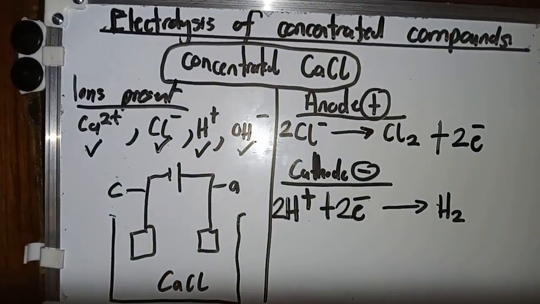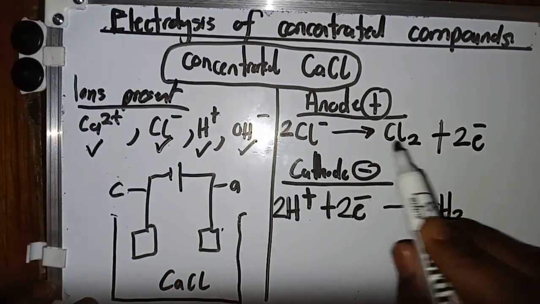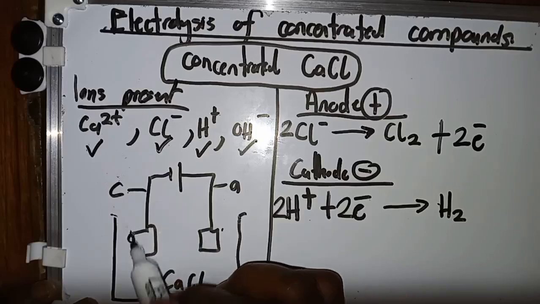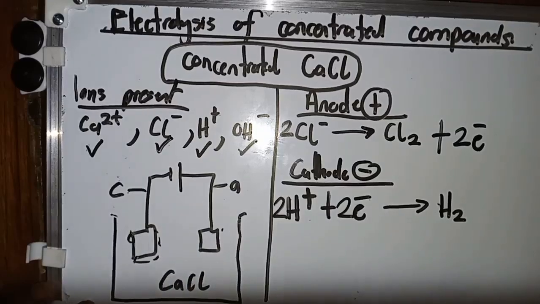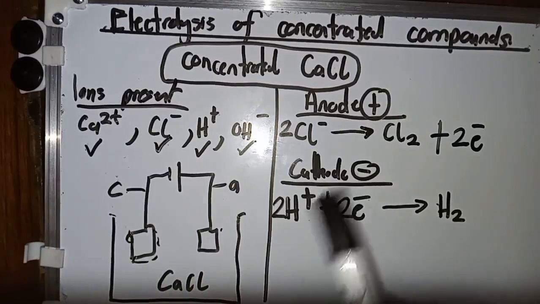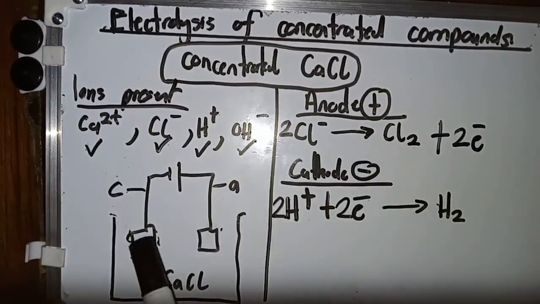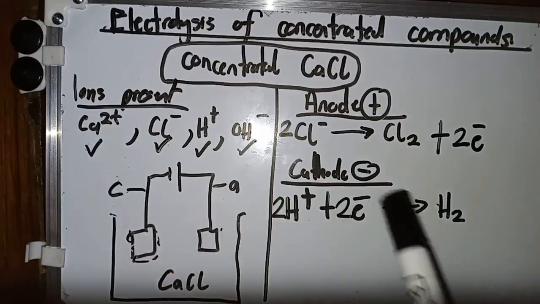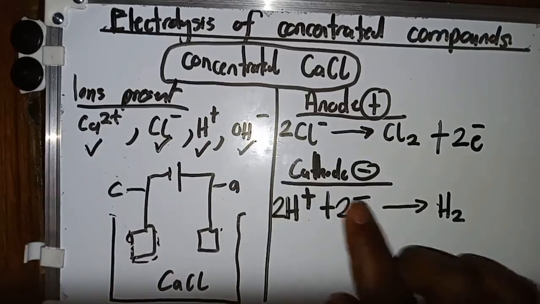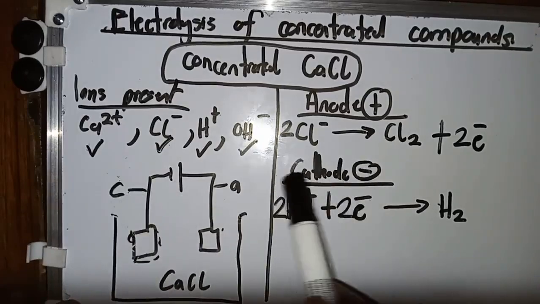So here, if they ask you what is observed at the anode, you don't have to guess. You write the equation and see what is happening here. So at the cathode, this is the cathode, this is going for the cathode.